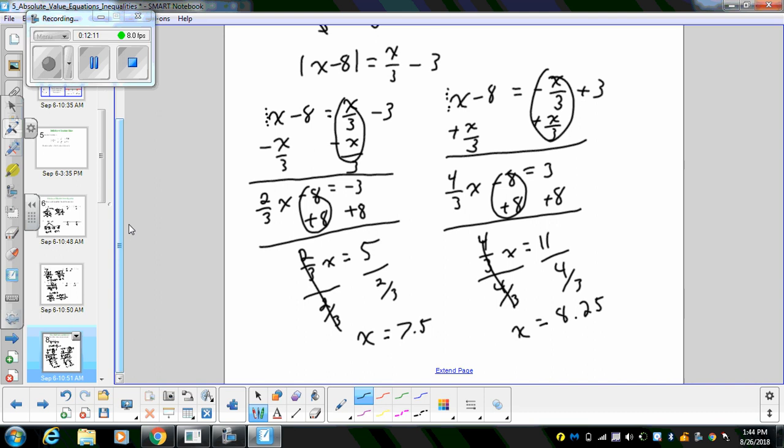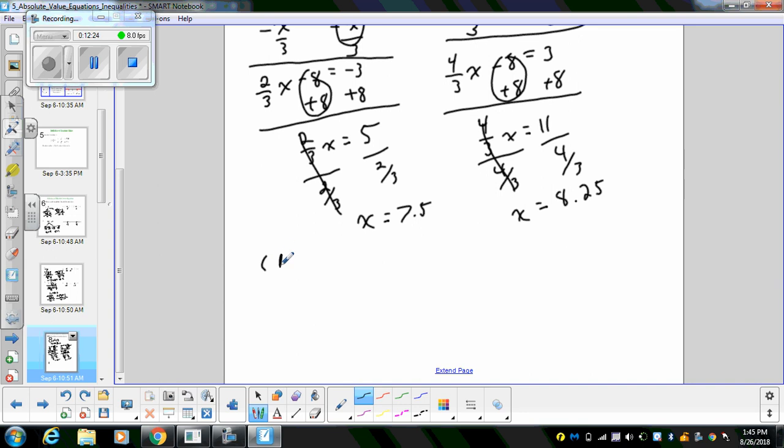Alright, what we should have been doing in every single one of these is actually plugging it back in to check it. So let's do that now. So let's check these answers. So again, my original equation was 3 times the absolute value of x minus 8 equals x minus 9.